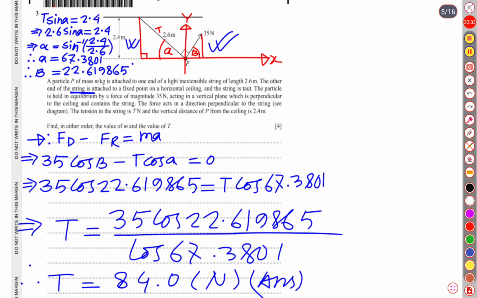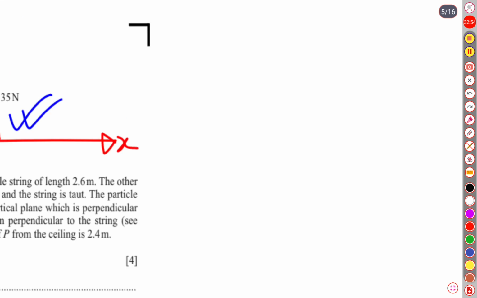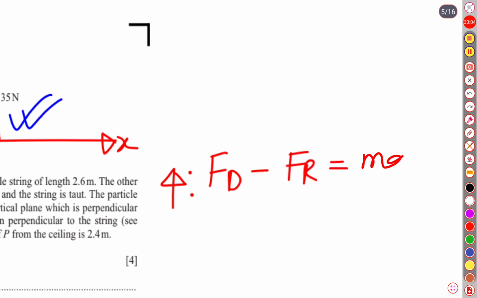Now let us find the value of m, the mass of particle P. For that, we have resolved the forces horizontally. Let us resolve the forces vertically. The concept is actually the same, Newton's law of motion: driving force minus resistance to motion is equal to mass into acceleration.